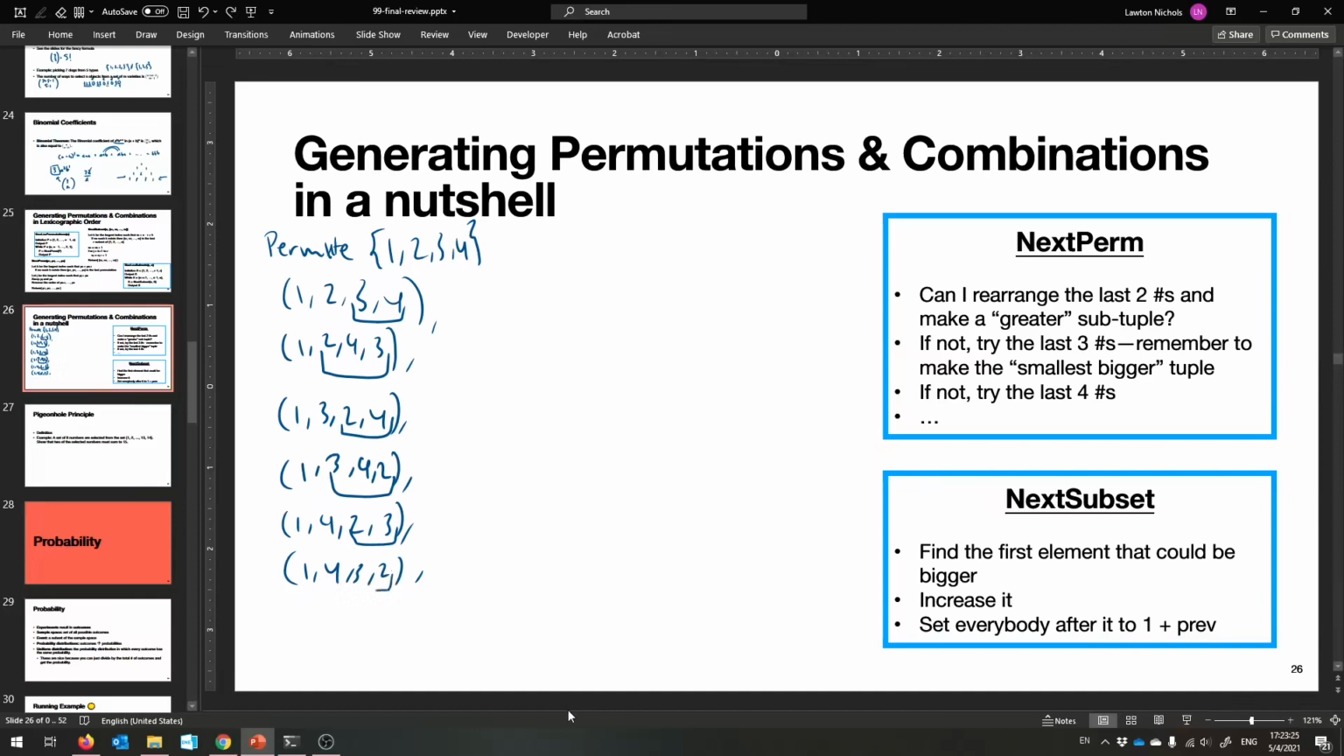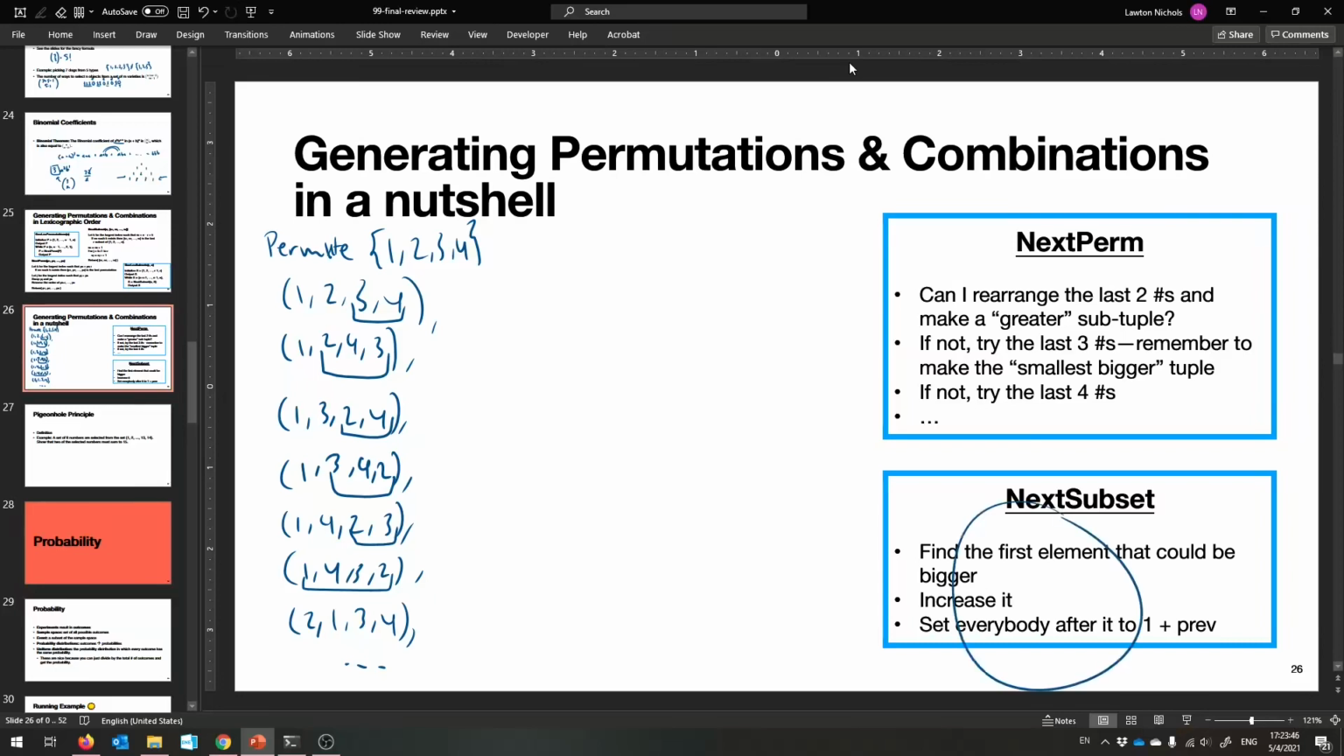See, now I have to look at these four. I have to look at the last four, which is all of them. Can I make a next bigger tuple? Yes, I can put 2 first now. 2, 1, 3, 4, that's the next smallest one. Okay, dot, dot, dot. So that's how you can generate the next permutation in your head. Hopefully that makes some sense.